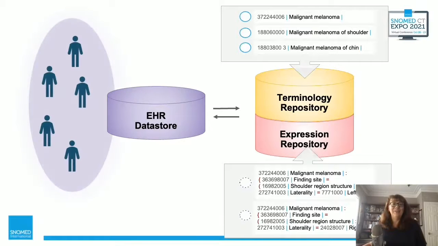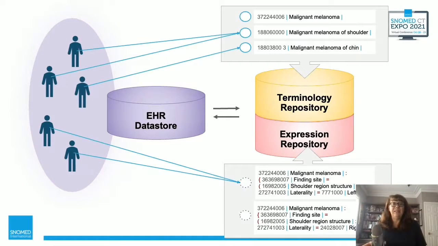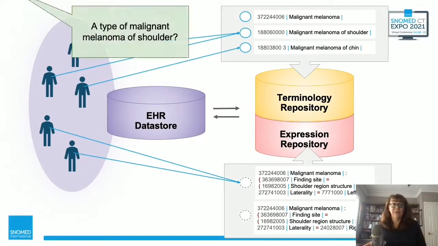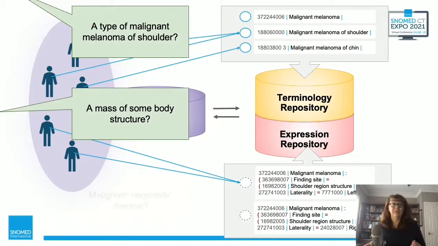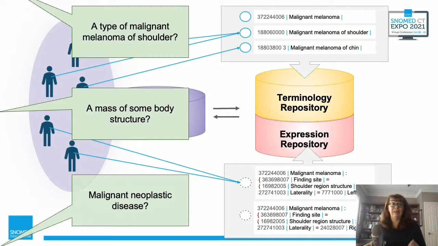So suppose we have a population of patients whose records are stored in our EHR, and these patients have been diagnosed with one of these conditions. Some people have been diagnosed with a condition represented by a concept, and others have been diagnosed by a condition represented by a post-coordinated expression. So you may want to ask your EHR which patients have a type of malignant melanoma of shoulder, or who has a mass of some body structure, or which patients have a malignant neoplastic disease. And when we ask these questions, we want to make sure that relevant patients are returned by the query whether or not their diagnosis was recorded using a pre-coordinated concept or a post-coordinated expression.